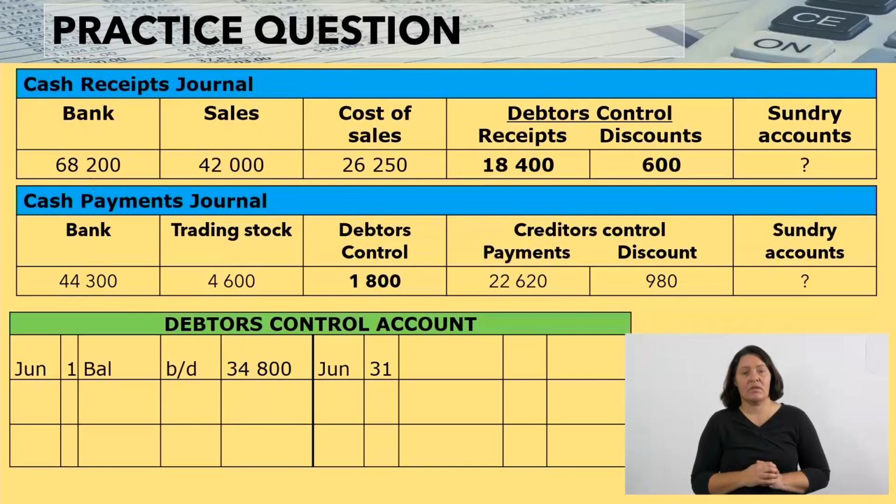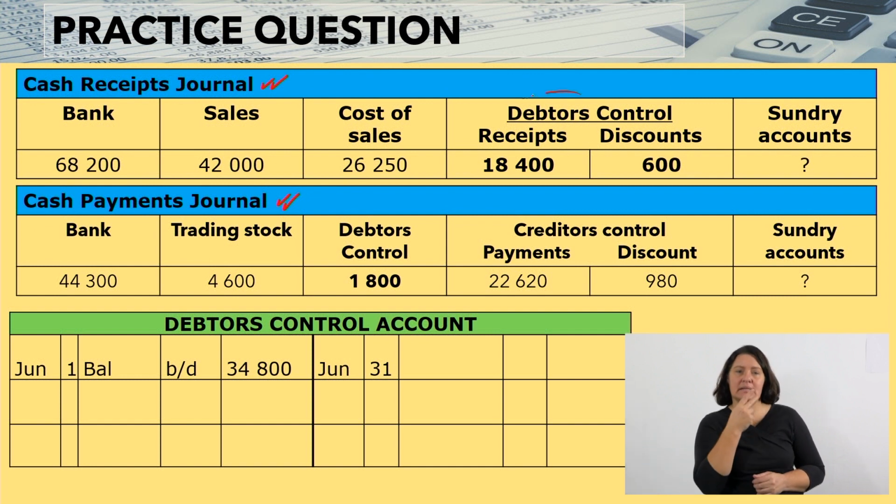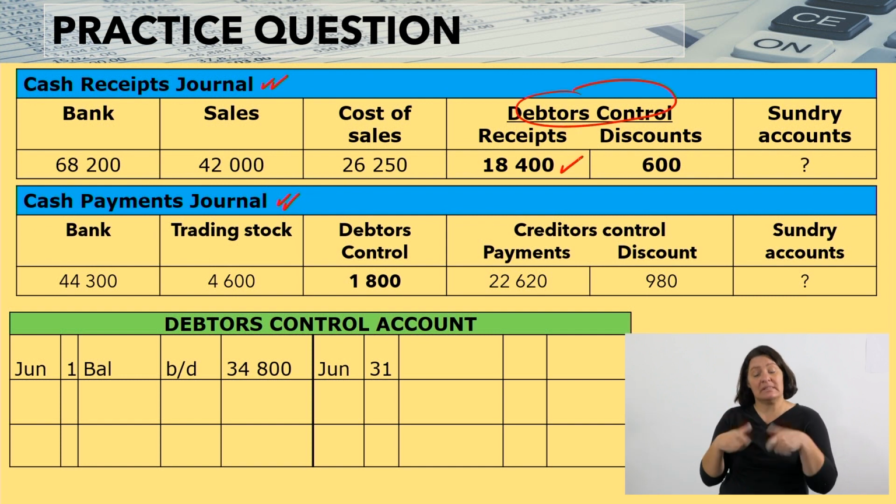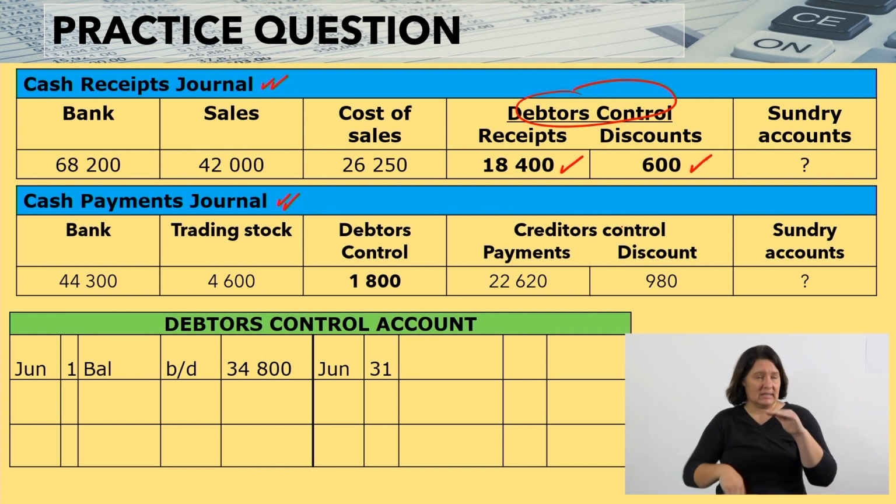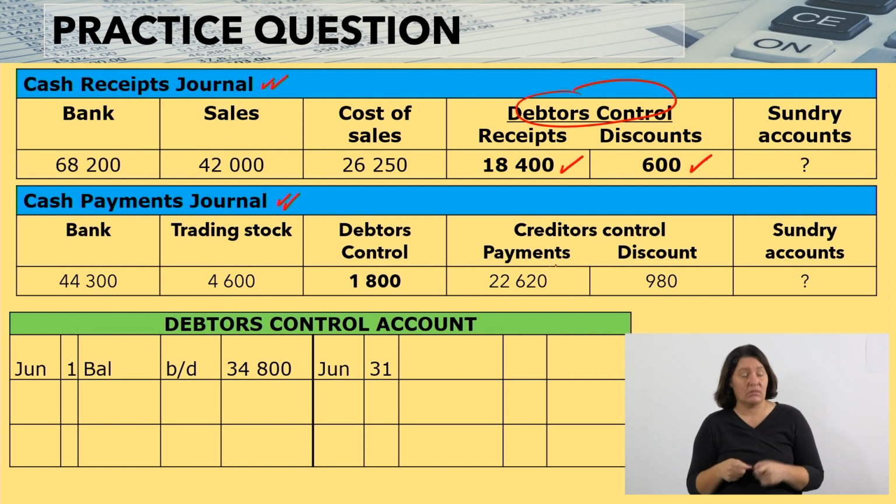Once you have done that, you then need to see if you're given other journals and you need to take the information from those journals and post it to this debtors control account. Let us see. Here I'm given the CRJ as well as the CPJ. In my CRJ, I am told debtors control. I have receipts. I also have discounts. That means I'm going to post it to my debtors control. In this case, debtors are paying what they owe us, and we have also given them discount.